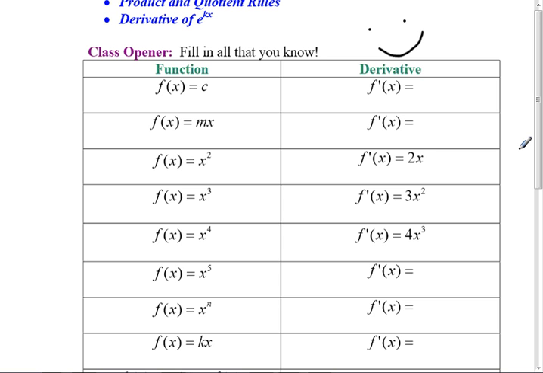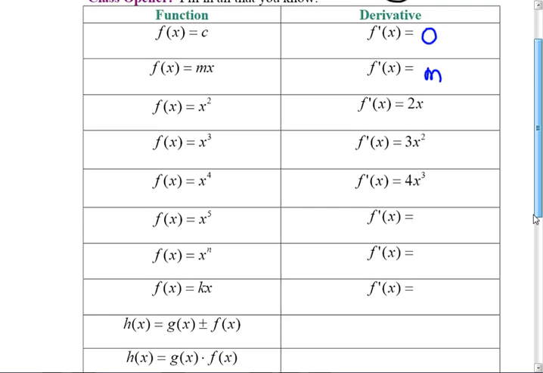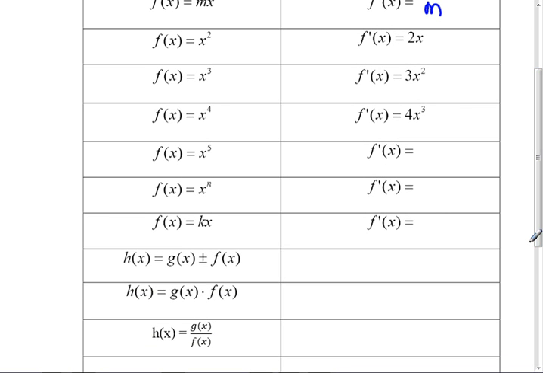Okay. What is the slope of C? 0. What's the slope of mx? m. Notice, if you were gone, it's just the exponent times the coefficient, and then the exponent goes down by 1. That's all. So if we go down to x to the 5th, this would be 5x to the 4th. And this is nx to the n minus 1.